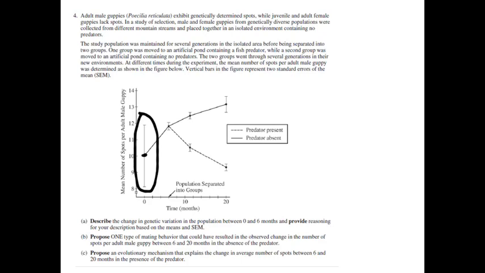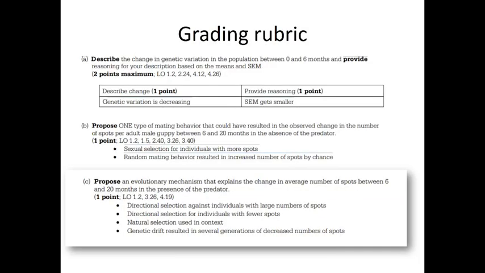So part A. Describe the change in genetic variation in the population between 0 and 6 months and provide reasoning for your description based on the means and the SEM. So once again, let's go to the rubric. The grading rubric for part A. Remember, in part A, we're trying to describe the change in genetic variation between 0 and 6 months and provide reasoning for this description based on the means and the SEM.